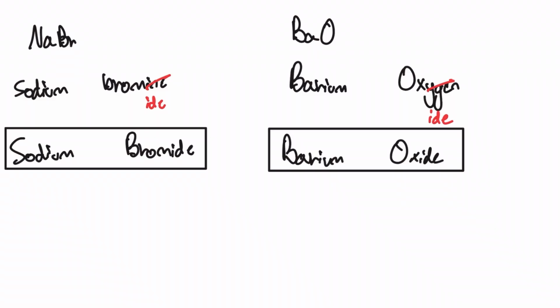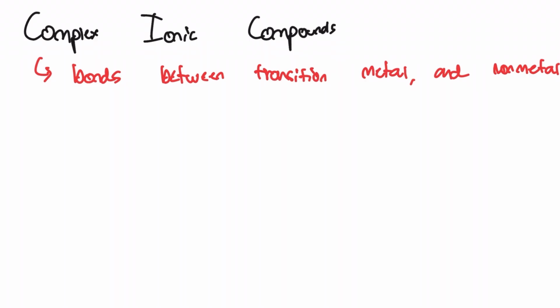You now know how to name and write the formulas for simple ionic compounds. Let's move on to complex ionic compounds. As their name suggests, this is going to start getting a little bit harder. Remember that complex ionic bonds are bonds existing between a transition metal and a nonmetal. What makes these harder to write is that transition metals do not have predictable charges. With all other elements on the periodic table, we can just look at what group they're in and then figure out their charge.